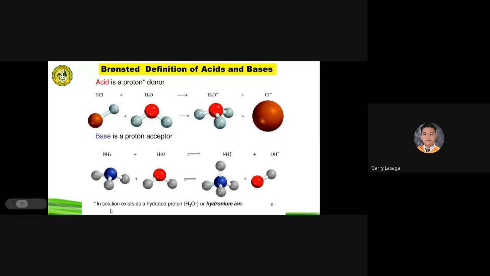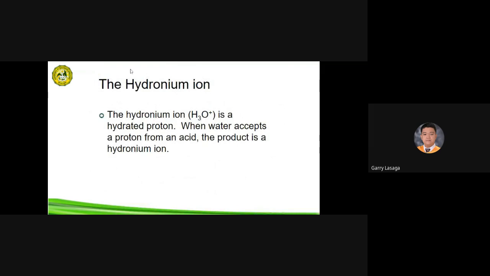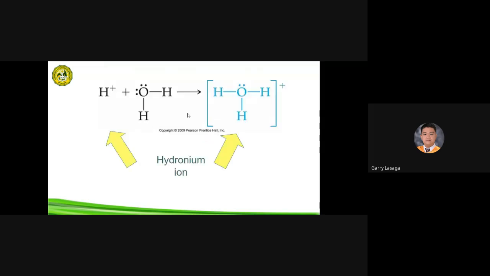So in solution, our water will exist as a hydrated proton. That hydrated proton is also referred to as H3O+ or hydronium ion. So it is the hydrogen ion that is present in water. So the hydronium ion is a hydrated proton. When water accepts a proton from an acid, the product is a hydronium ion. So H2O plus H+ coming from an acid is equal to H3O+. So this is the formula of our hydronium ion.